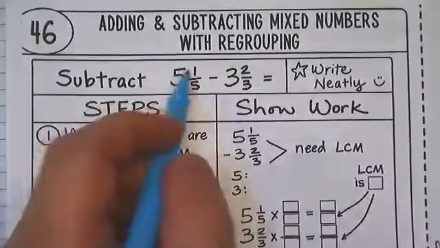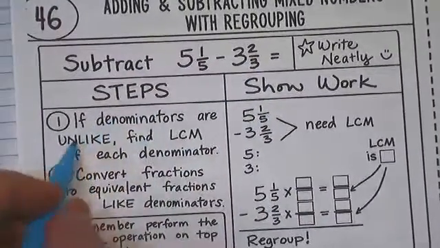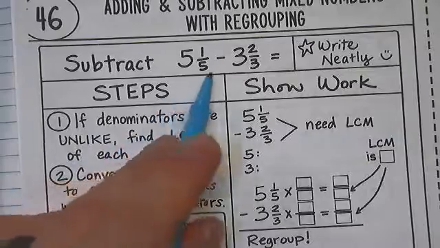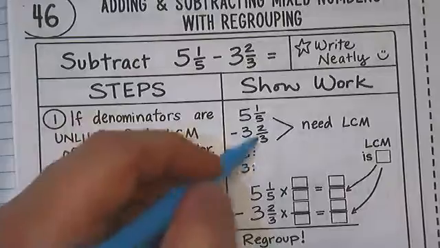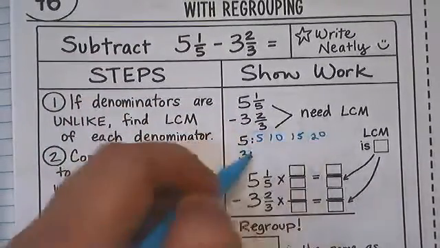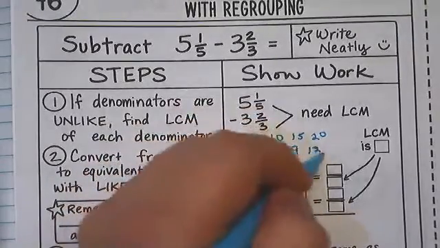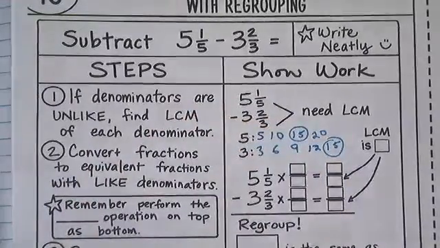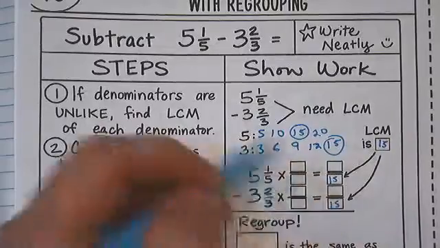Now let's look at the second one. It's the same deal. This time we're doing subtraction. So here we're going to subtract 5 1/5 minus 3 2/3. Okay, so if the denominators are unlike, which they are, find the least common multiple. So let's talk about this. What's the least common multiple of 3 and 5? So let's do this. 5, 10, 15, 20. 3, 6, 9, 12, 15. 15 is our least common multiple. So we're going to set them equal to 15ths.